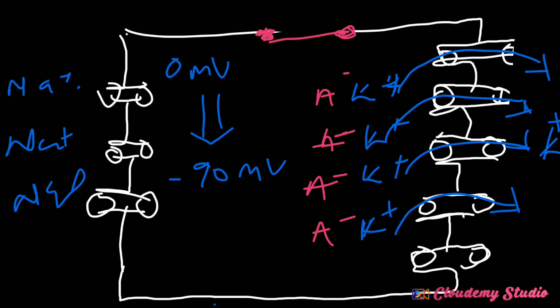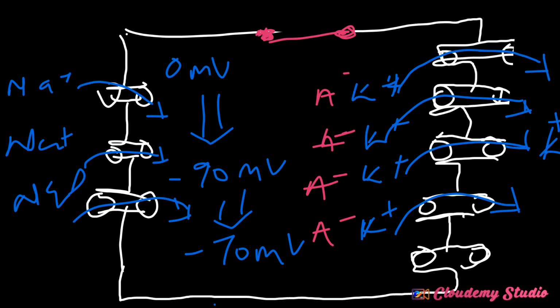Sodium ions will be flowing into the cell. But because the number of potassium ions flowing outside of the cell is more than the number of sodium ions flowing inside of the cell, it won't be able to bring the cell back to 0 millivolts. Hence, we are going to have something like minus 70 millivolts, because the inside of the cell will be a little bit more positive, from minus 90 to minus 70.